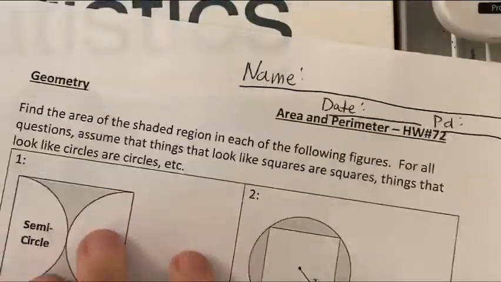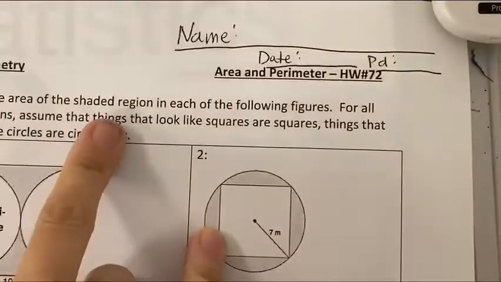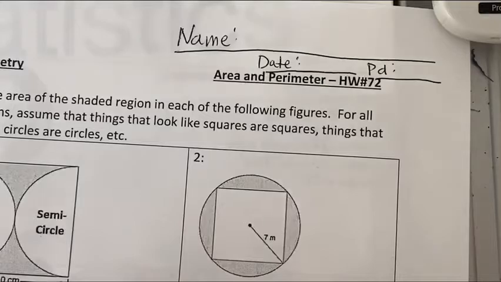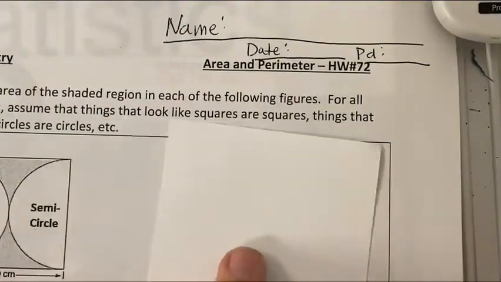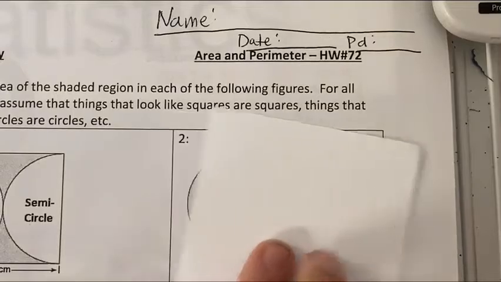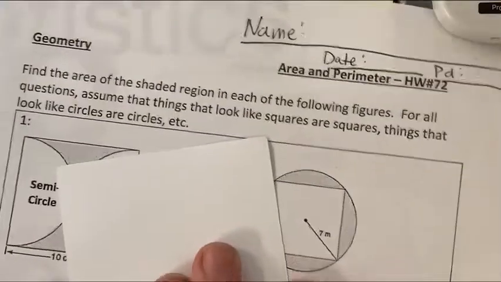Hey guys, welcome. We're going to do this geometry homework, area and perimeter. It says find the area of the shaded region for all questions. Assume that the squares look like squares and things that look like circles look like circles.